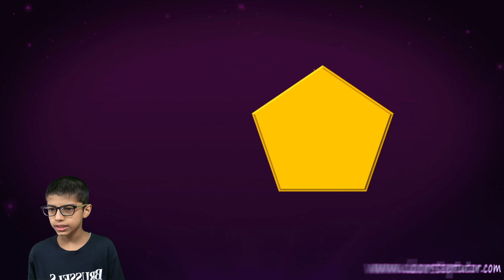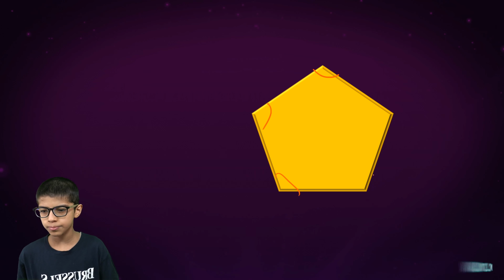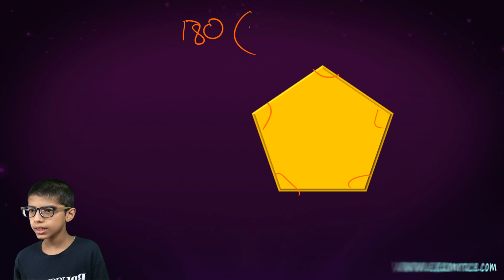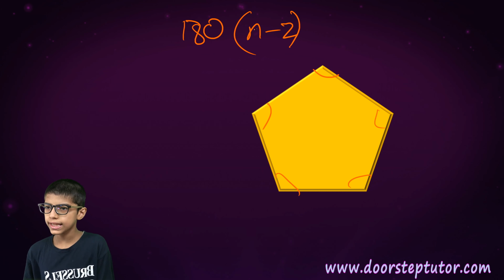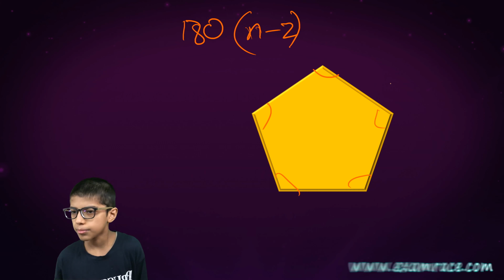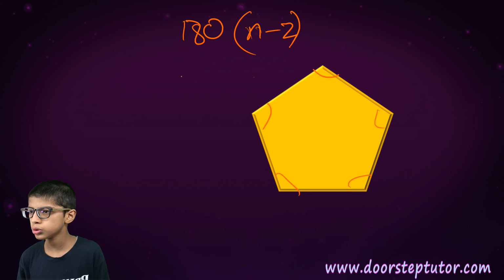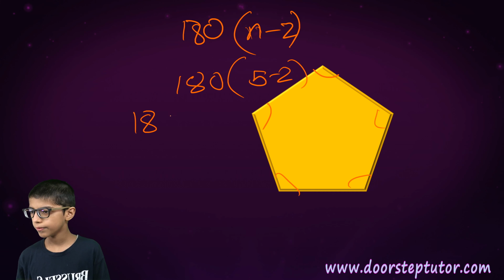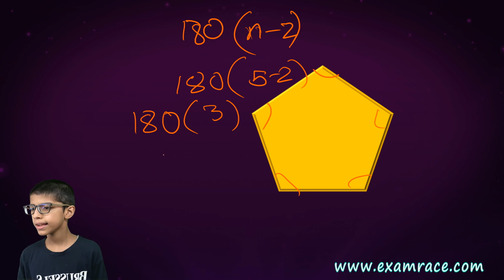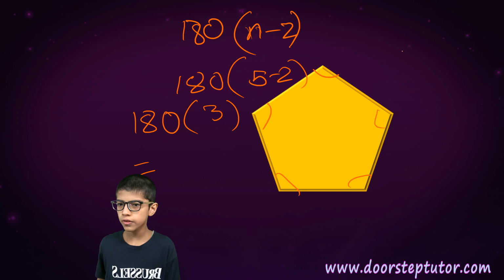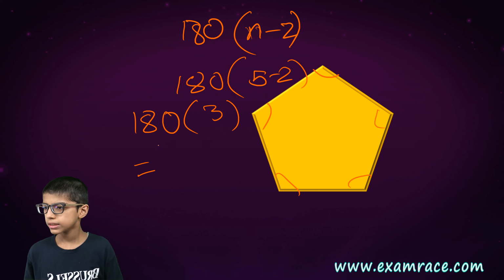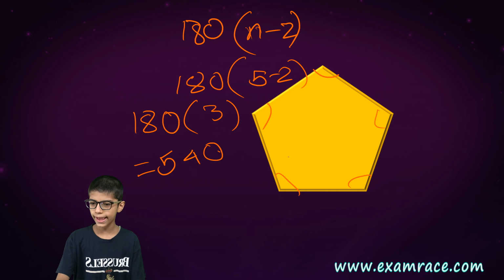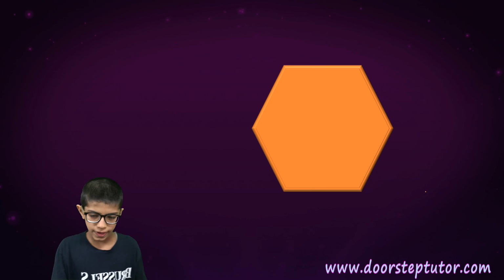Then we have a pentagon. What would be the sum of the angles of a pentagon? Yes, 180 multiplied by n minus 2. What is n? n is the number of sides. So, 5 minus 2. 180 multiplied by 5 minus 2, which is 180 multiplied by 3. Now, you can solve it. 180 multiplied by 3 is equal to 540. Therefore, the sum of the angles of the pentagon would be 540.